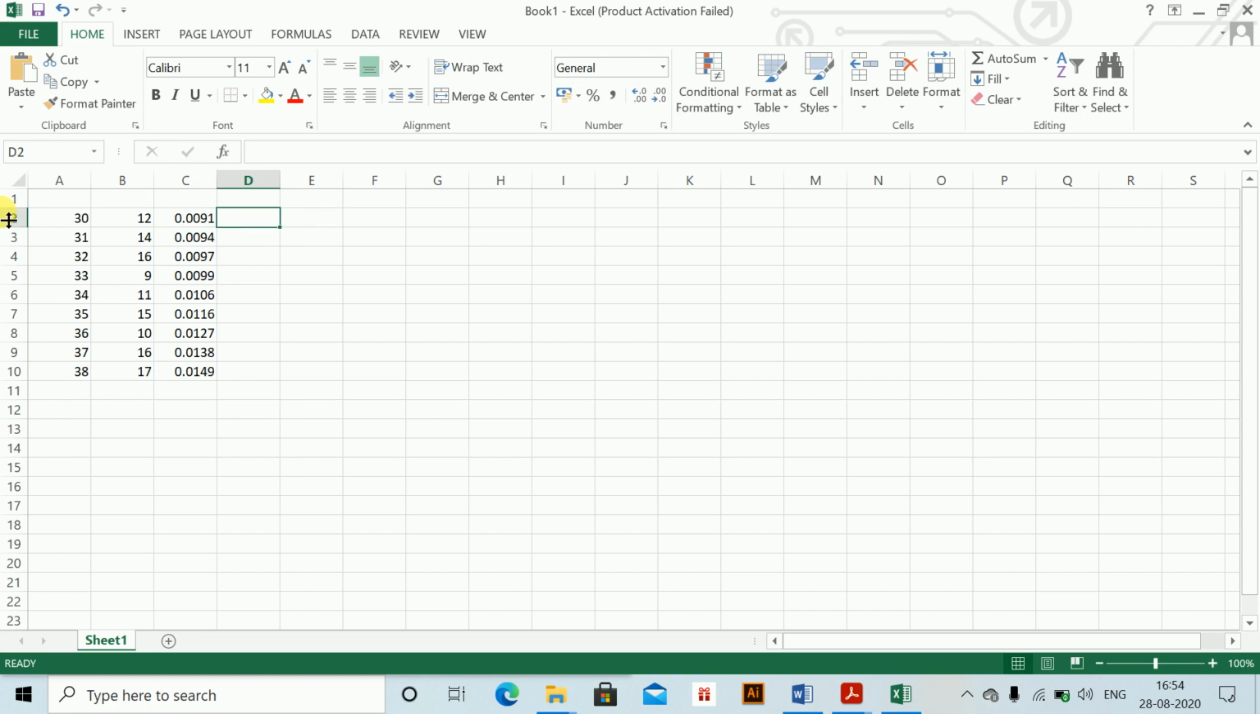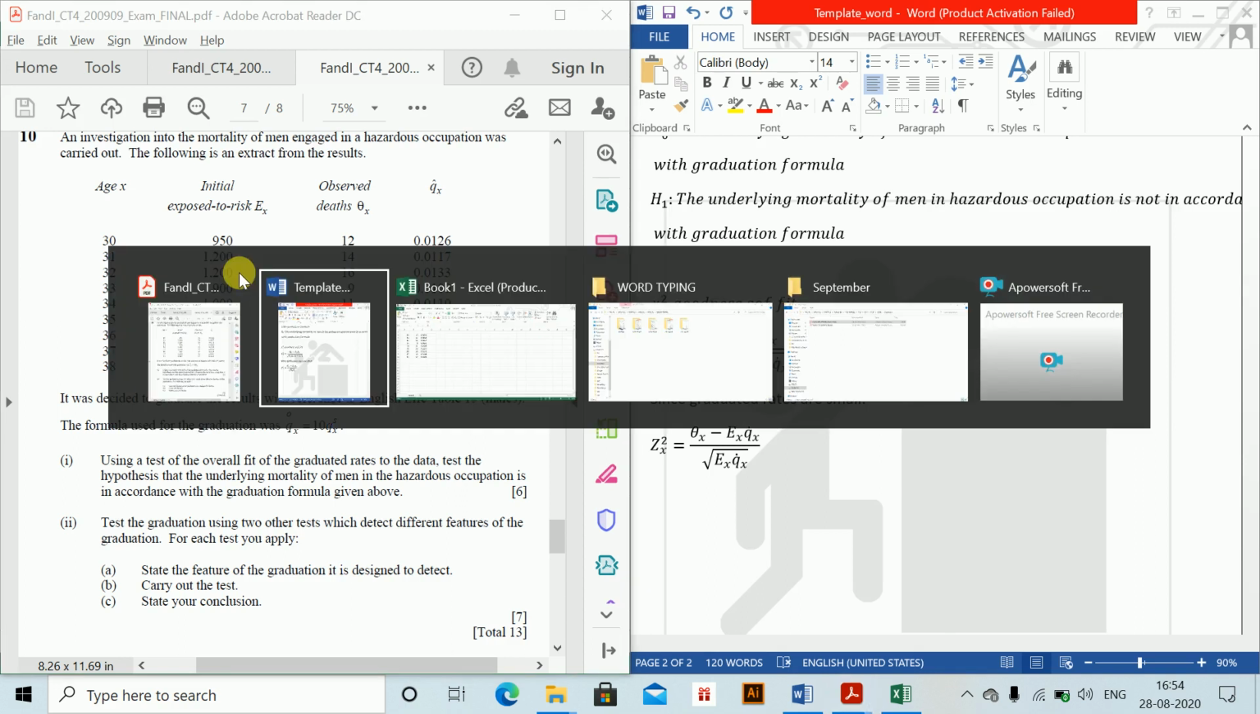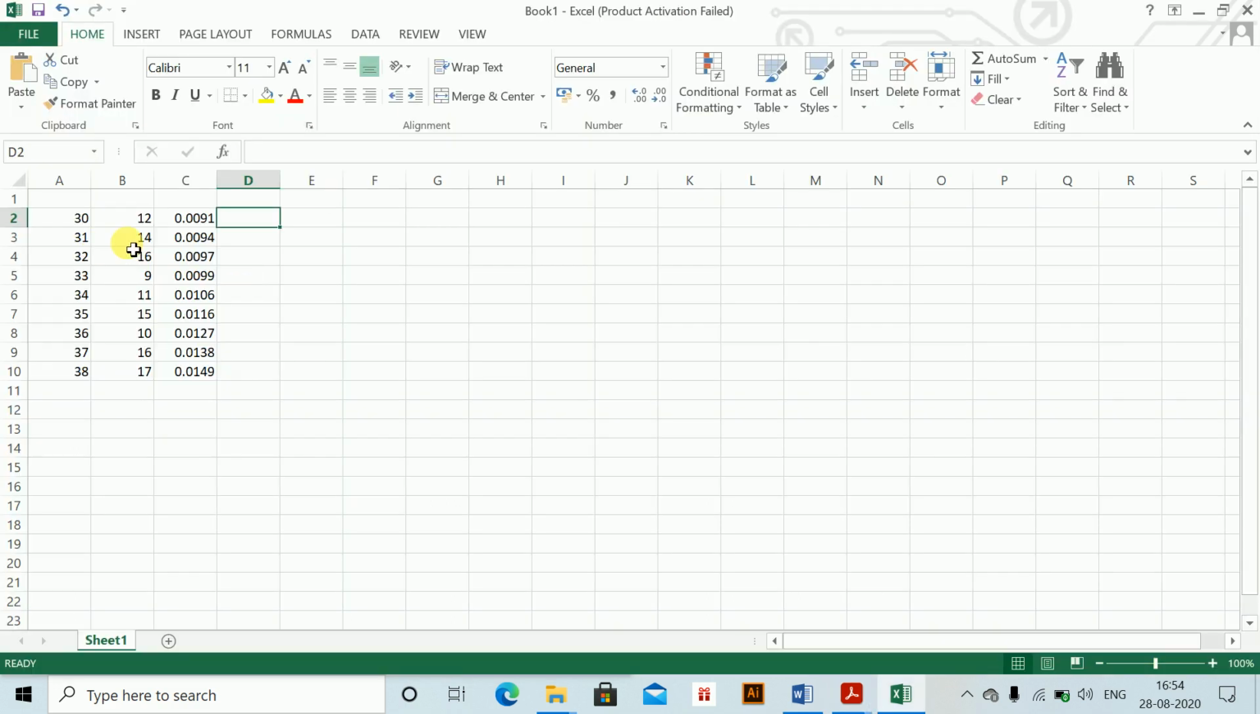Again, EX values are given in the PDF as 950, 1200 and so on. So we'll just write the values for EX so that it's easier for us to calculate: 950, 1200, 1200, 900, 1000, 1100, 800, 1250 and 400. We need to multiply Q dot X into EX. So these values will get 8.645 and so on.